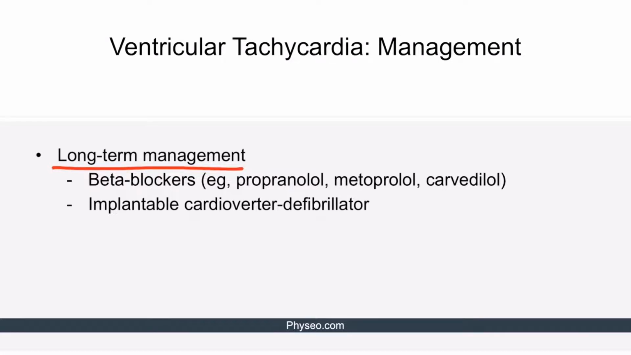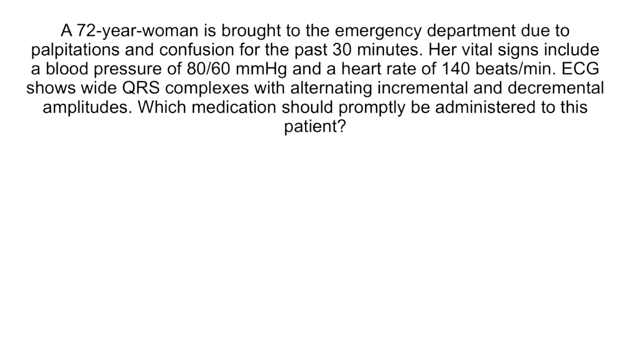A 72-year-old woman is brought to the emergency department due to palpitations and confusion for the past 30 minutes. Her vital signs include a blood pressure of 80/60 and a heart rate of 140 beats per minute. ECG shows wide QRS complexes with alternating incremental and decremental amplitudes. Which medication should promptly be administered to this patient?